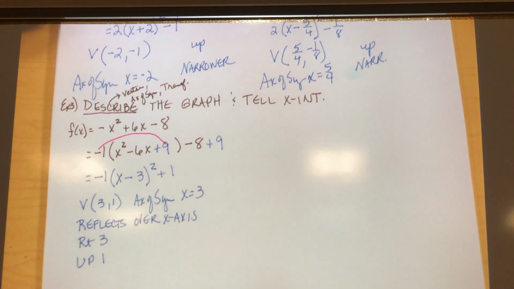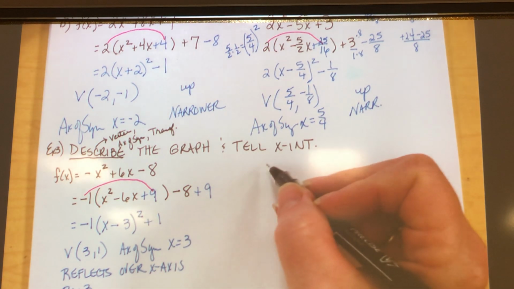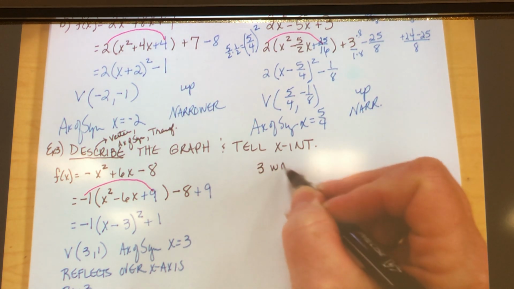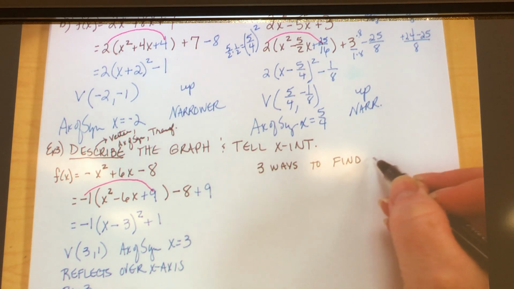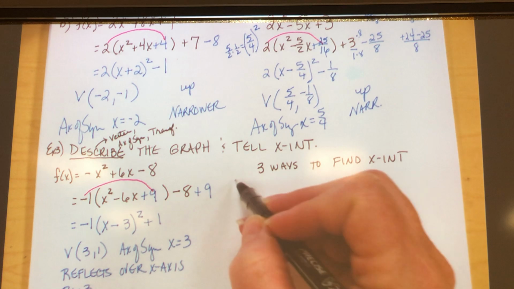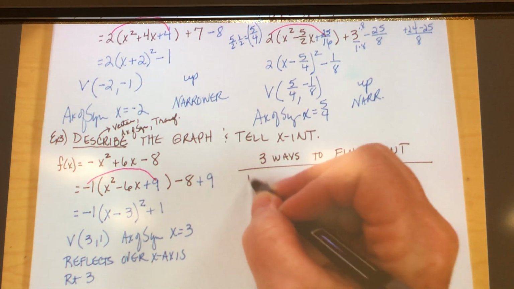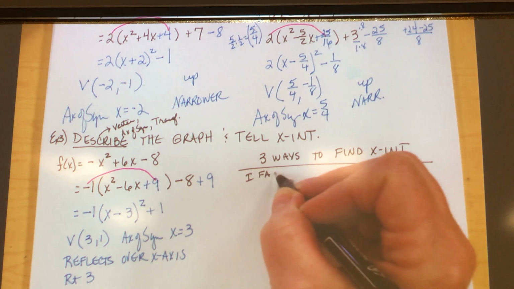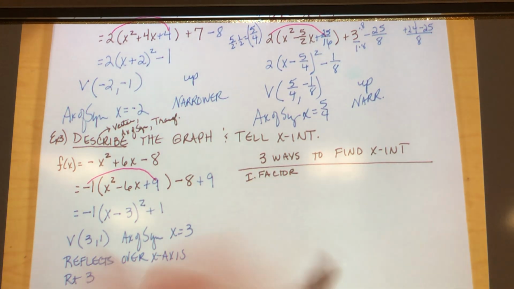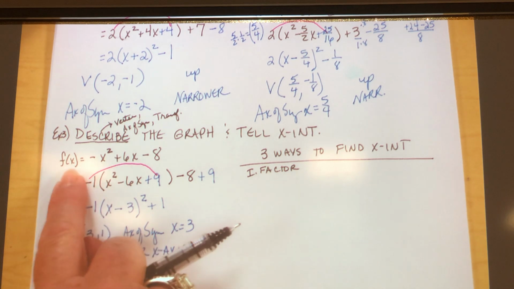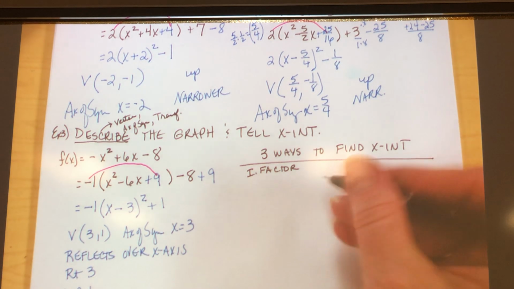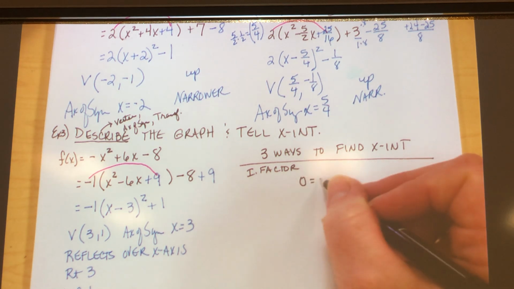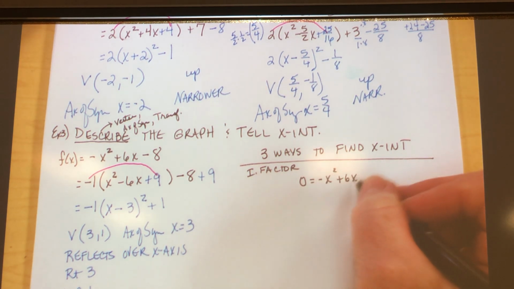Okay, so there are 3 ways to find the x-intercepts. Okay, so here's the first way. Factor. All right, so I'm going to look at this original equation right here. I'm going to set it equal to 0, okay? Because I'm trying to find his x-intercepts, and that will be where y is equal to 0. All right, so he'll look like this. 0 is equal to negative x squared plus 6x minus 8.